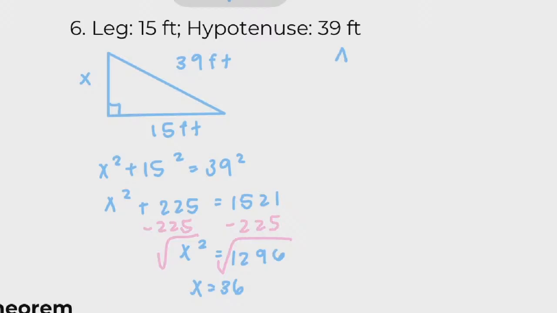Okay, so to find the area, that would be 1/2 base, which is 15, times the height, which is 36, because we know this is 36 feet. So then we'll get 270 feet squared.